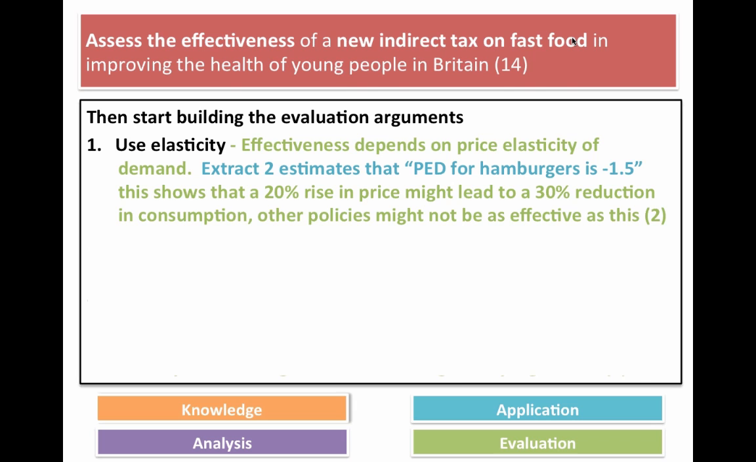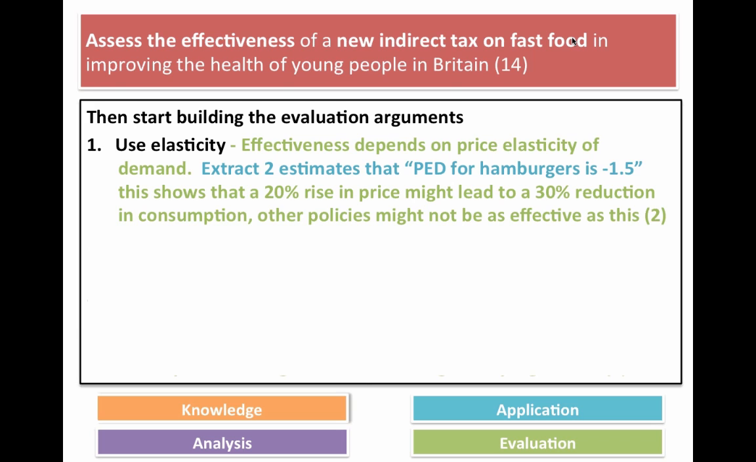One approach is to say, well, actually, the effectiveness depends. It depends on elasticity. In fact, some students have this as a kind of default evaluation. It depends on elasticity. Sadly, some of them leave it there. They don't even take any time and trouble to develop it. But I've taken the time. Effectiveness depends on price elasticity, right? Fine, good point. Extract 2, I've made that up by the way, suggests that the elasticity of demand for hamburgers is minus 1.5. This shows that a 20% rise in price could lead to a 30% reduction in consumption. Okay, just using a bit of number crunching. You don't need double maths for that.